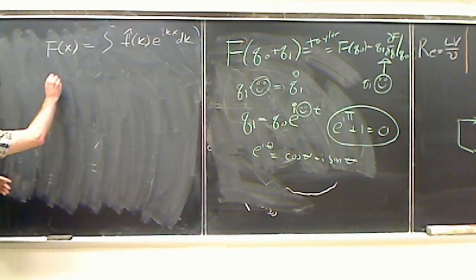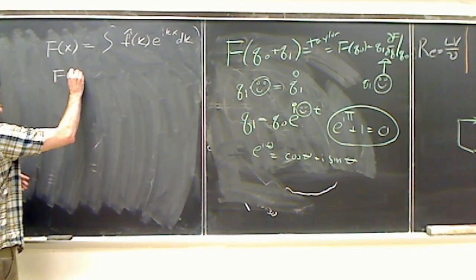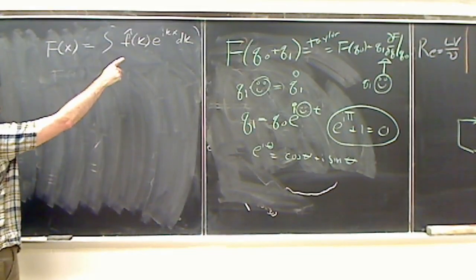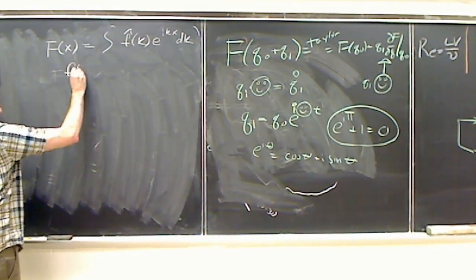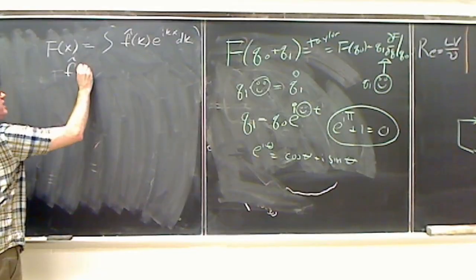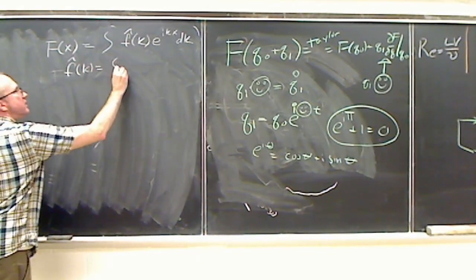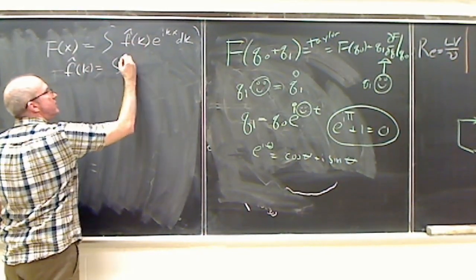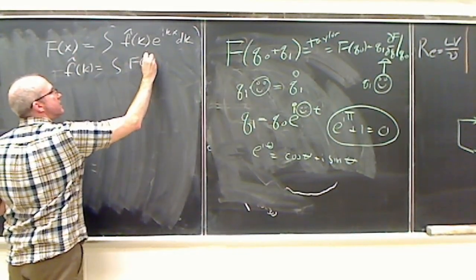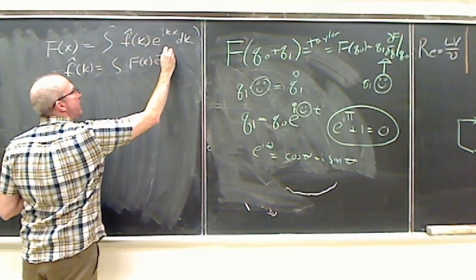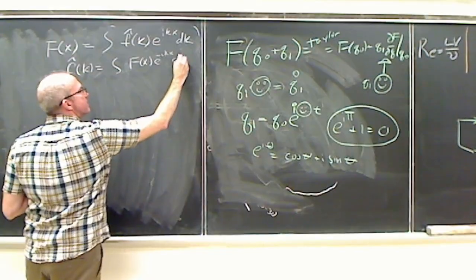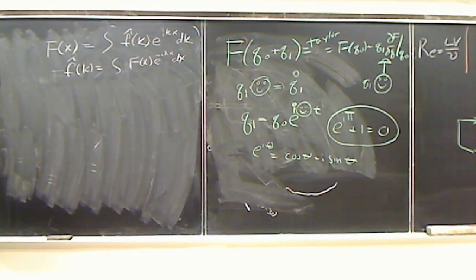And the inverse transform, I can undo this. f hat of k equals the integral of f of x e to the minus i k x dx. Everybody good with that? Has anybody not seen it written this way before? I can spend a minute with it. Okay, good.